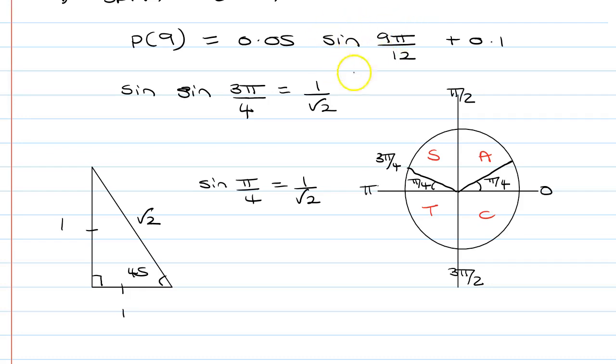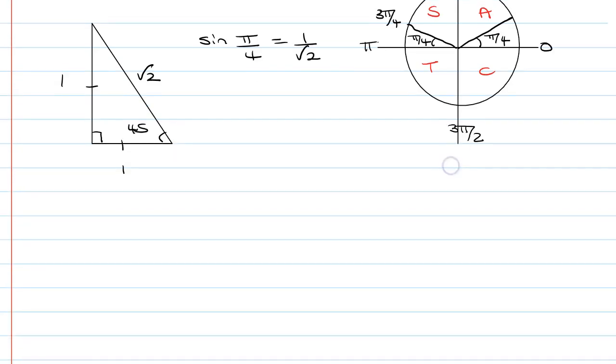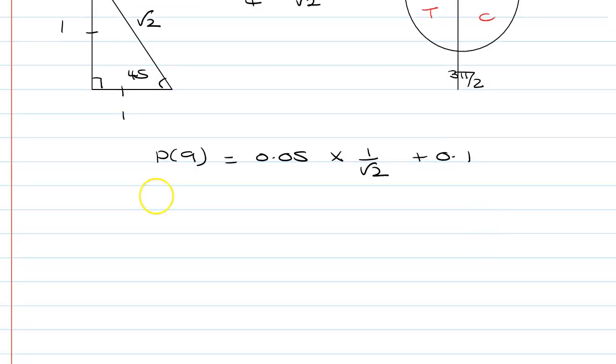Now we know the answer to this, we can work out all of this without the calculator. I'll rewrite it: when t was 9, 0.05 multiplied by sine 9 pi over 12, which we know is the same as sine 3 pi upon 4, which is 1 over root 2, plus 0.1. Now if I work that out, I'm going to need a calculator, so that's the last bit. But effectively, in a natural exam, you shouldn't need to use a calculator. You'll have nice fractions here rather than decimal numbers to do, so you'd be able to work that out nicely.